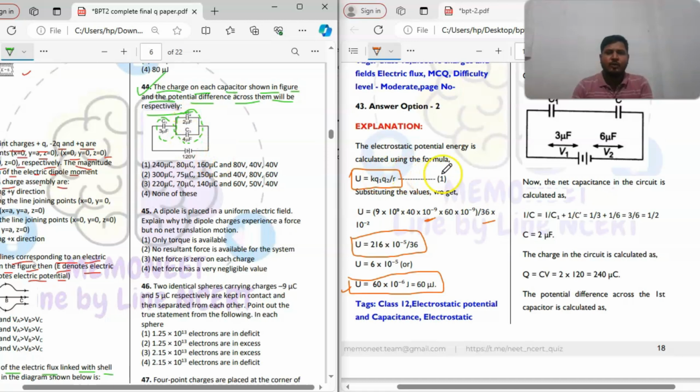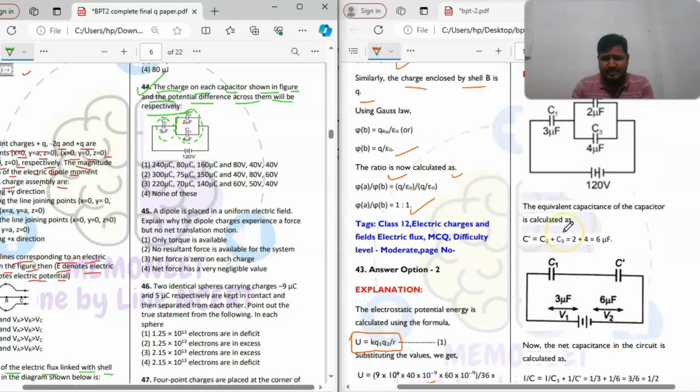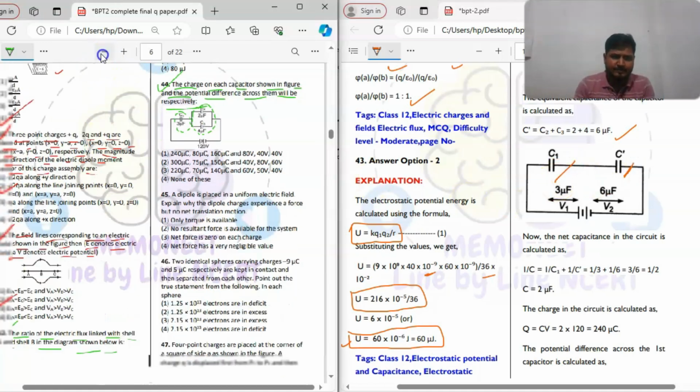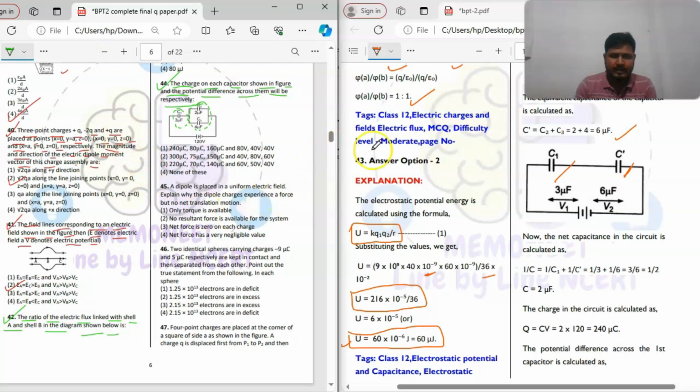You know the 2 and 4 are in parallel, so we find the equivalent is 6 microfarad. Now, okay, this is 6 microfarad and this is 3 microfarad. Yes. So now what is the equivalent of this one? This is a series, so we have found the equivalent: C is equal to 2 microfarad.